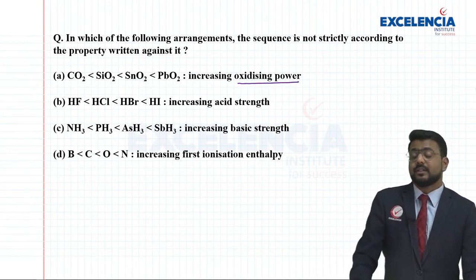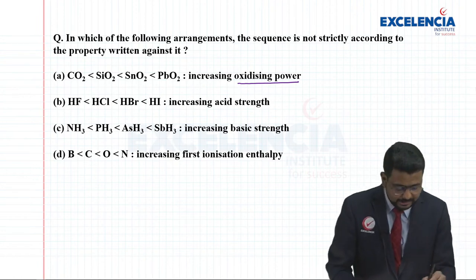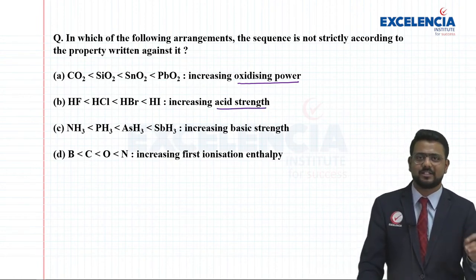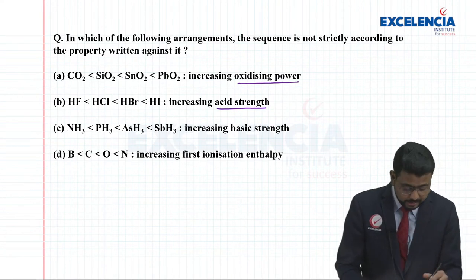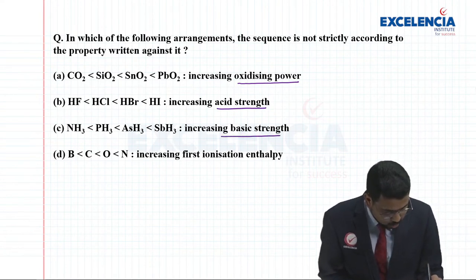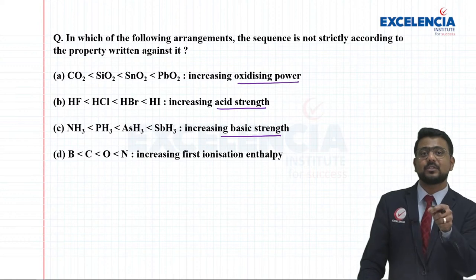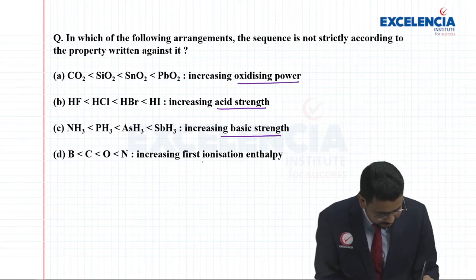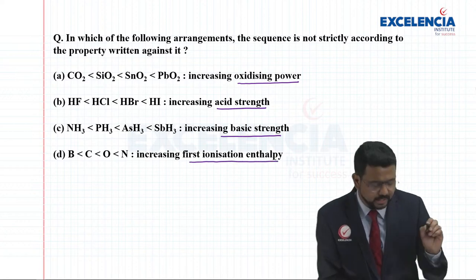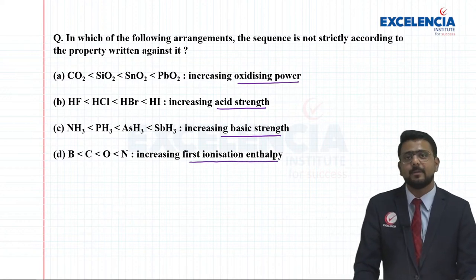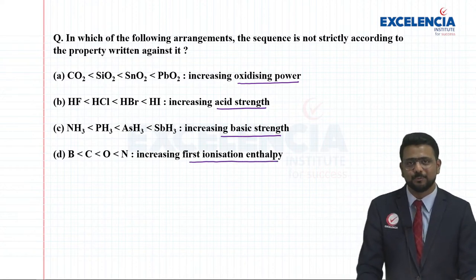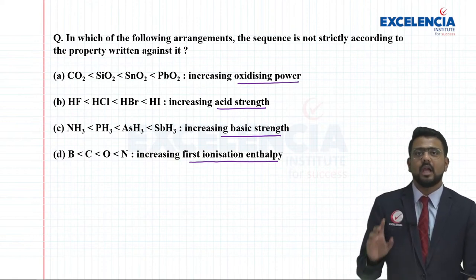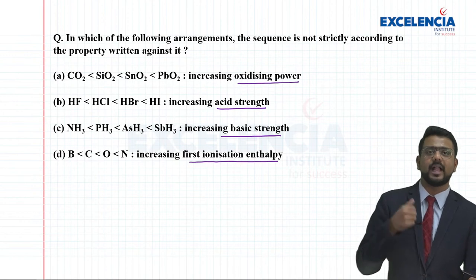Okay. The second option is dealing with increasing acidic strength of these haloacids. Next is increasing basic strength of the hydrides of group 15. And finally, increasing first ionization energy for the elements of period number 2. Okay, so let's have a look at option A first of all. Now if you notice, they're asking about the oxidizing power.